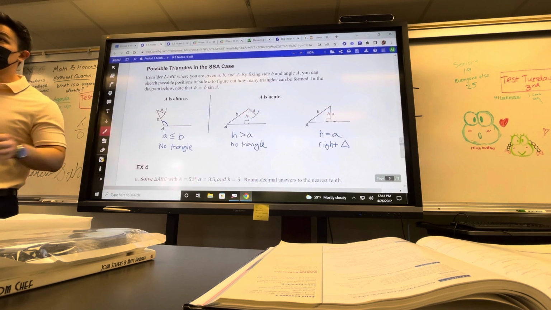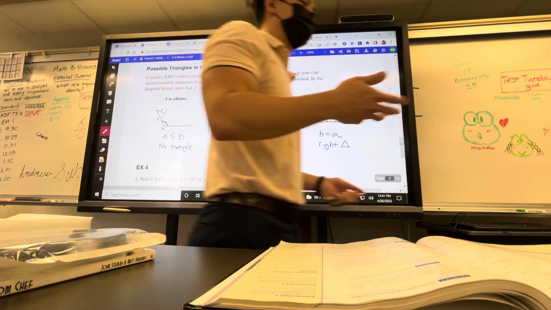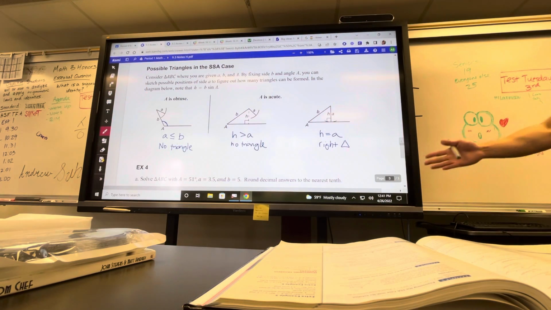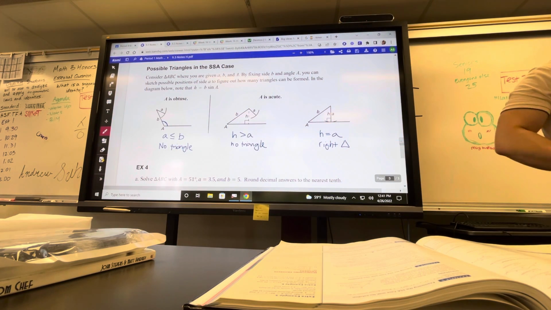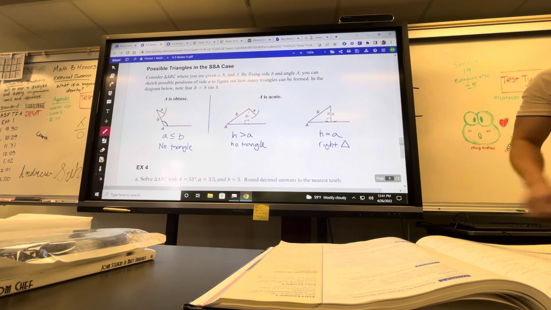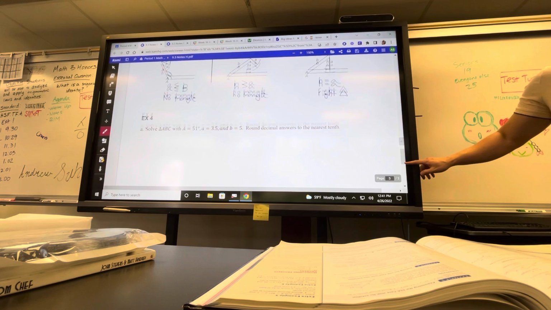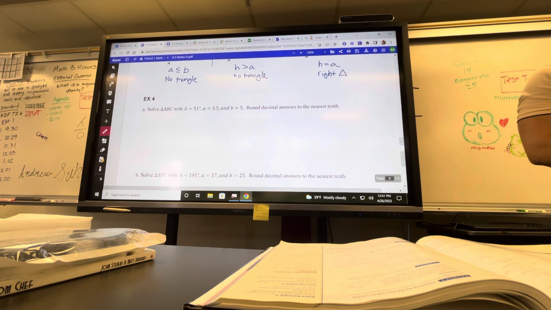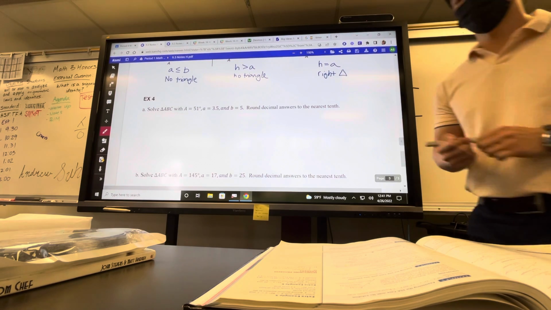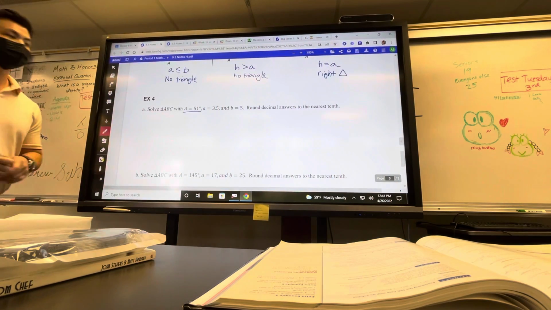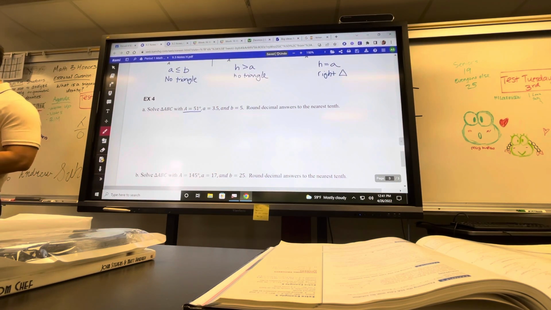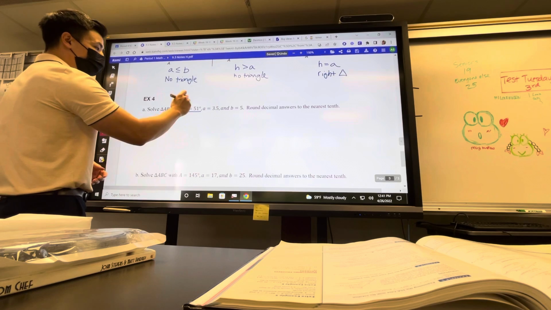So using this information, we want to figure out, can we actually solve this triangle given the information that's given to us? Because I'm just introducing this, I think we can deduce that our answer is going to be no for both of these, but I do want to show you why that's the case. So take a look at example 4. Do I have an acute triangle or an obtuse triangle? A value is 51 degrees, so that's going to be acute.